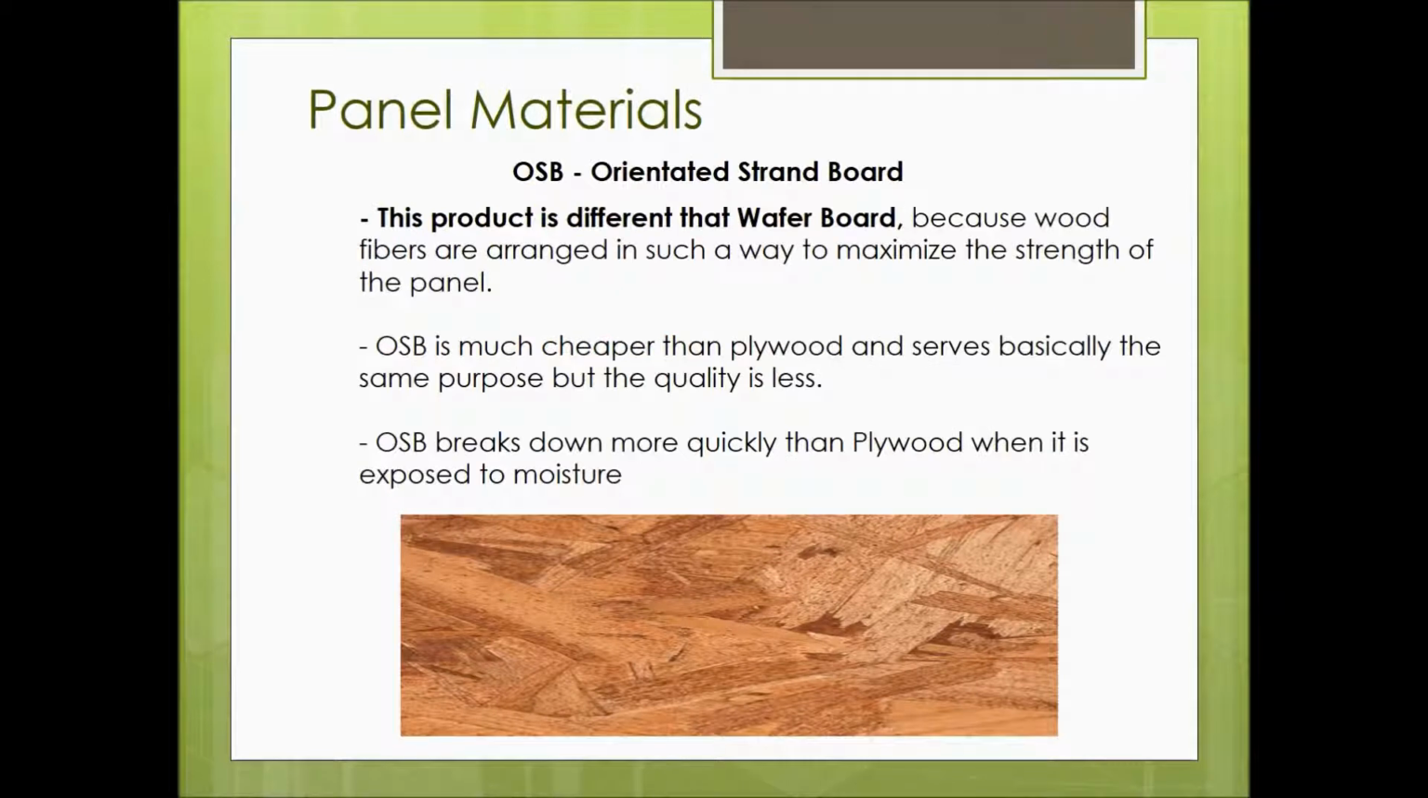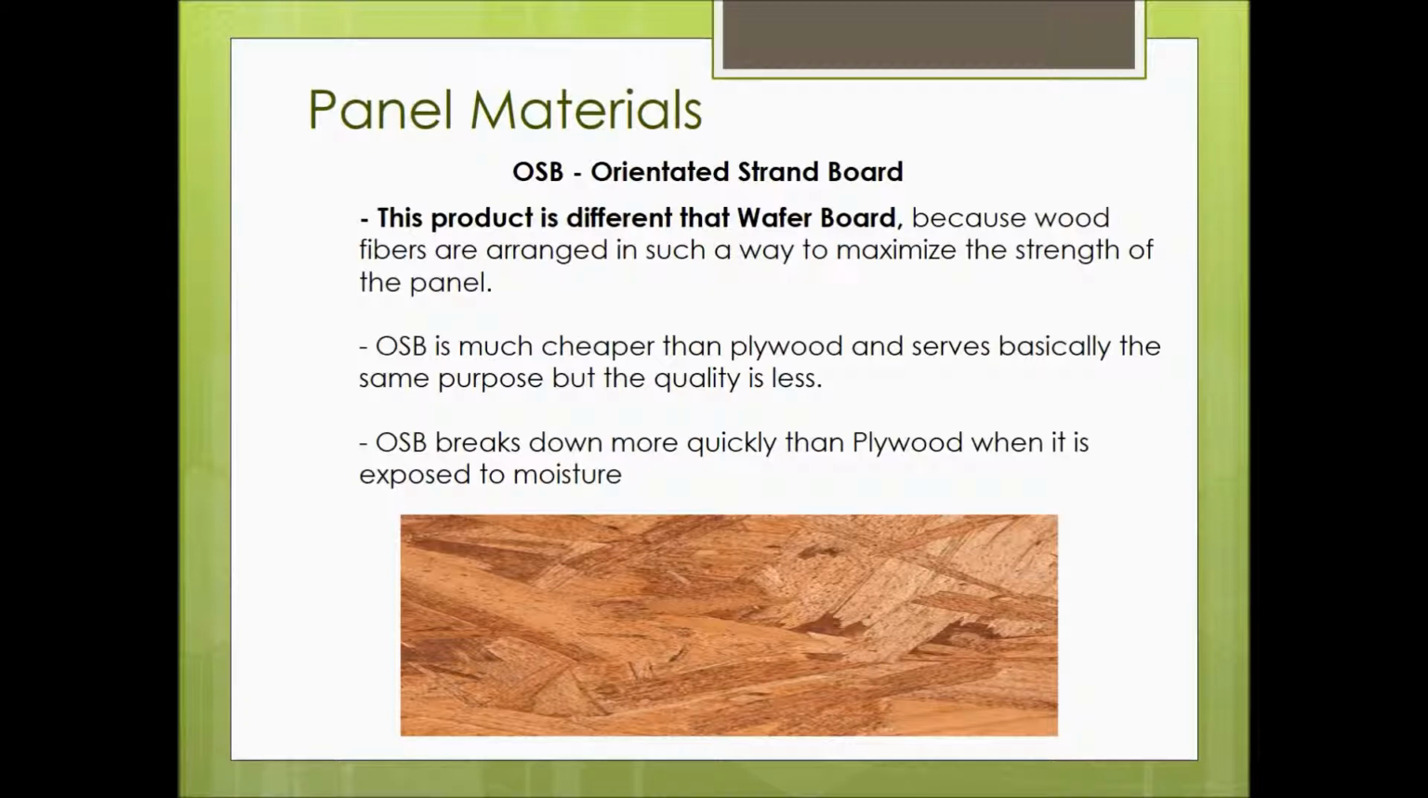Let's talk a little bit more about OSB. It's different than wafer board, and the reason it's different is because the wood fibers are arranged in such a way that maximizes the strength of the panel. It's cheaper than plywood, although not quite as strong and not quite as high quality, but it is cheaper, and for this reason it's very commonly used. OSB will break down more quickly than plywood when it's exposed to moisture.